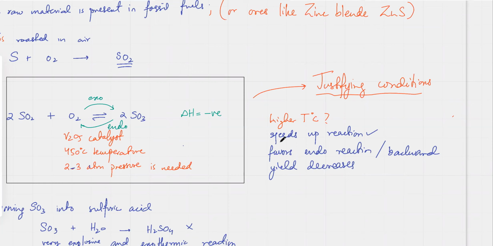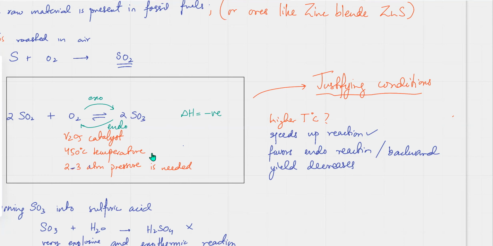So, remember that higher temperature, the good thing is it speeds up the reaction. We studied this in rate of reaction, that kinetic energy speeds it up. But the problem with equilibrium is that it favors the endothermic reaction, which in this case is the backward reaction. So you don't want the reaction to go in the backward direction. So the yield would decrease. Which is why we don't use a temperature that's higher than 450.